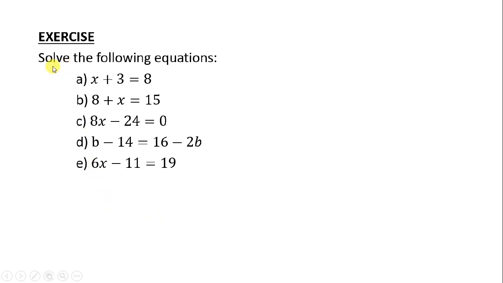Let's go to our exercise. Our exercise is saying solve the following equations. We have x plus 3 is equals to 8. 8 plus x is equals to 15. 8x minus 24 is equals to 0. b minus 14 is equals to 16 minus 2b. 6x minus 11 is equals to 19. So all these are open sentences. Your duty is to make them into true statements. Hope to see your solutions soon.